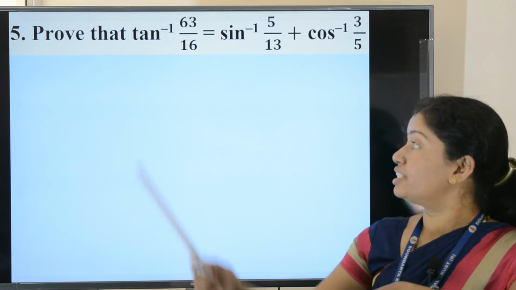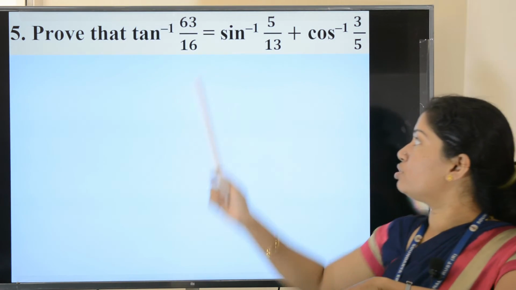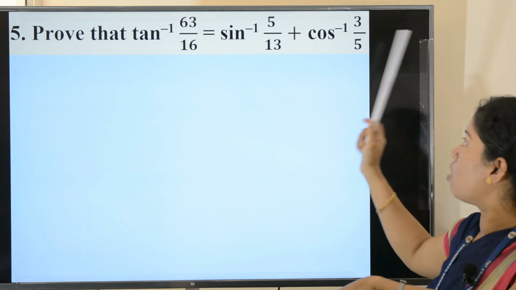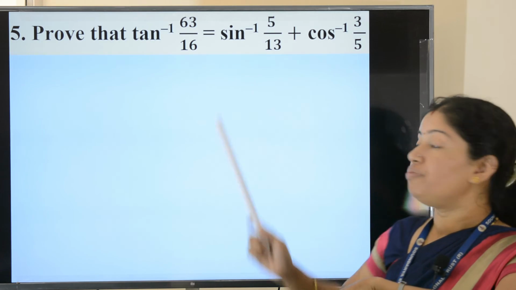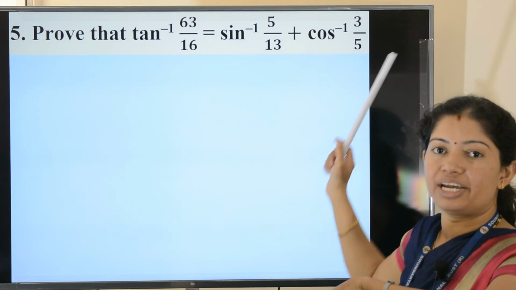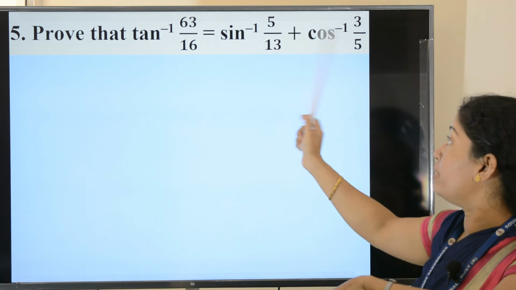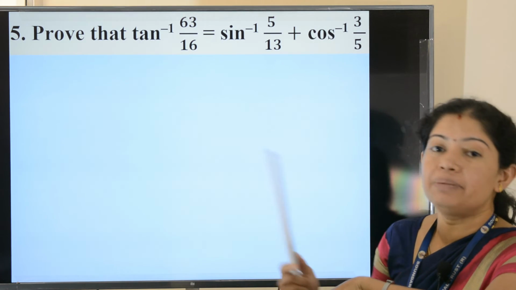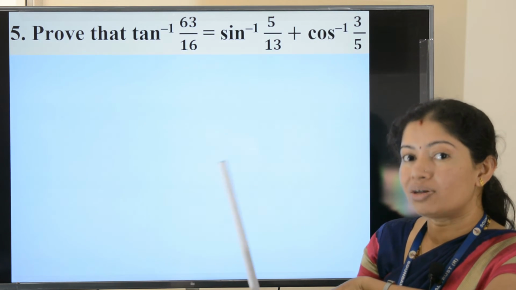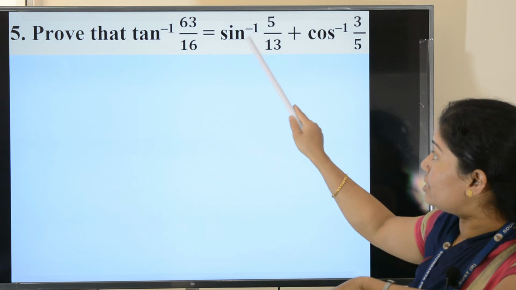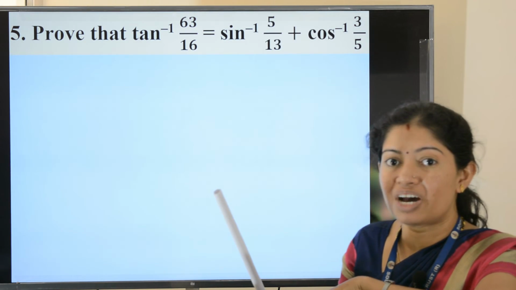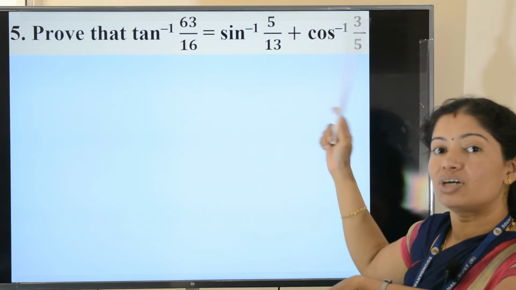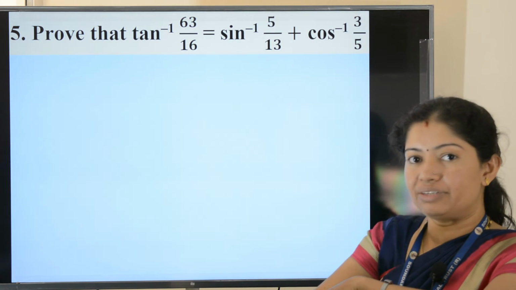Next let us solve the next problem, that is, prove that tan inverse of 63 by 16 is equal to sin inverse of 5 by 13 plus cos inverse of 3 by 5. If you see this expression, on the right hand side you have two inverse trigonometric functions, one is sin inverse and one is cos inverse. In the previous problem we had two cos inverse functions, right? So here you have one sin inverse function and one cos inverse function. So the first task is, let us convert this sin inverse and cos inverse in terms of tan inverse.